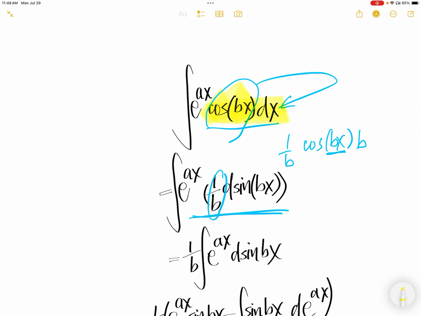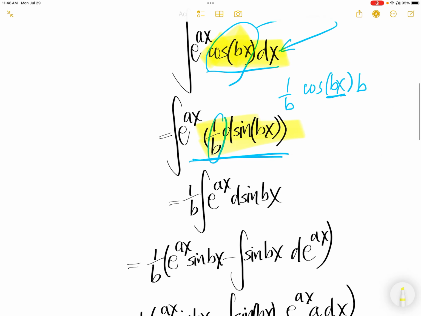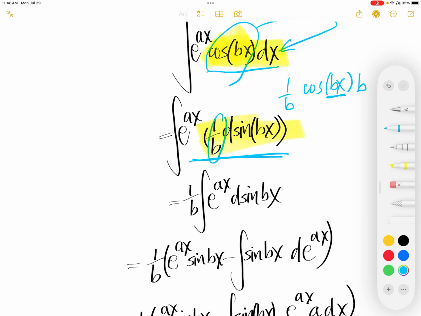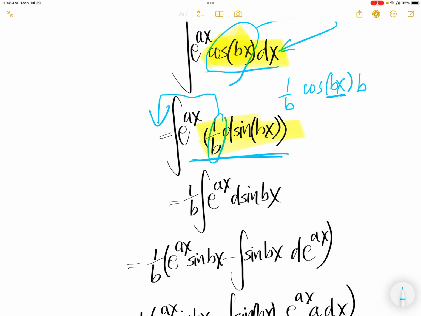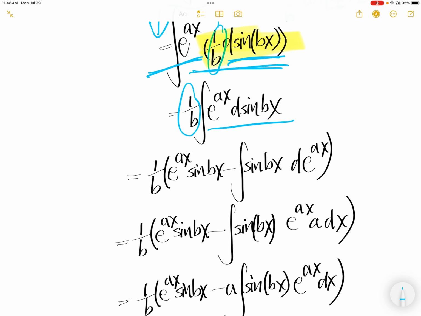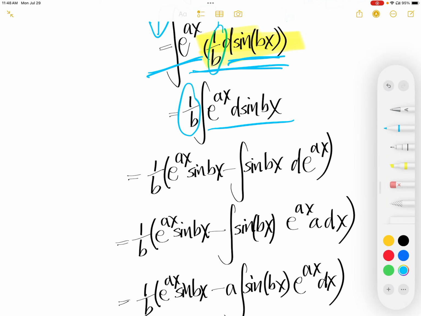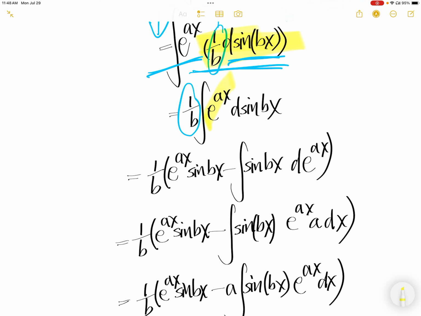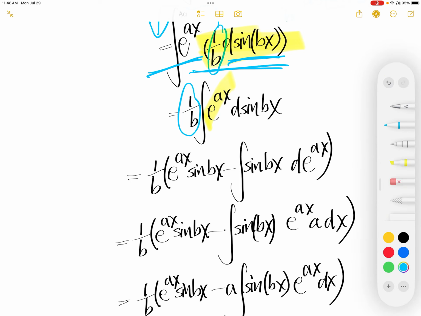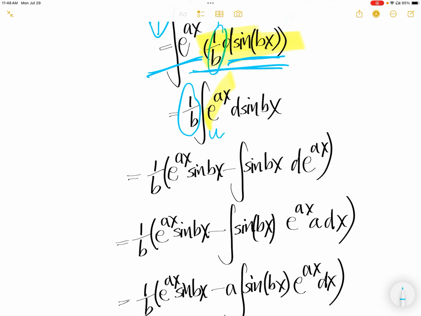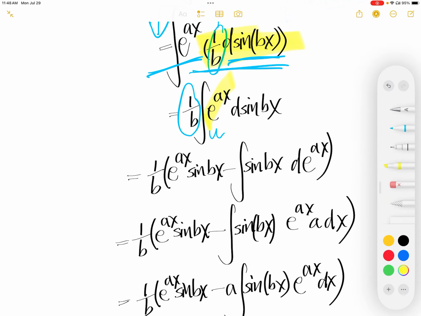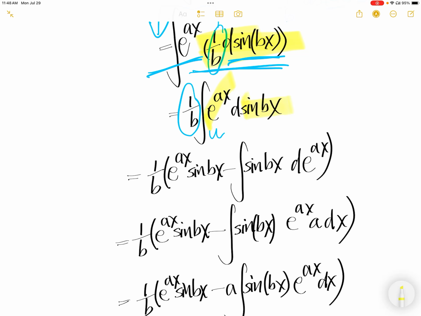So basically, this piece is here. Now the constant 1 over b comes out of the integral, and then you're left with this and that. Now, we are going to call this piece u, and the second piece here v.